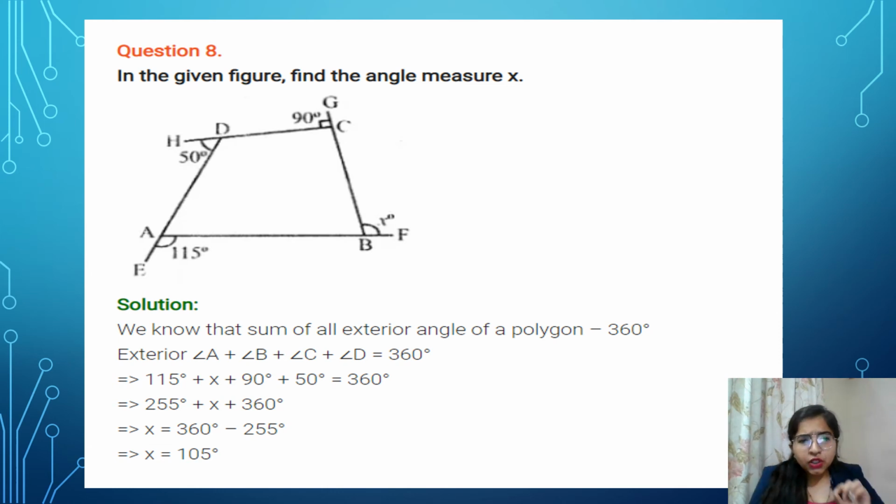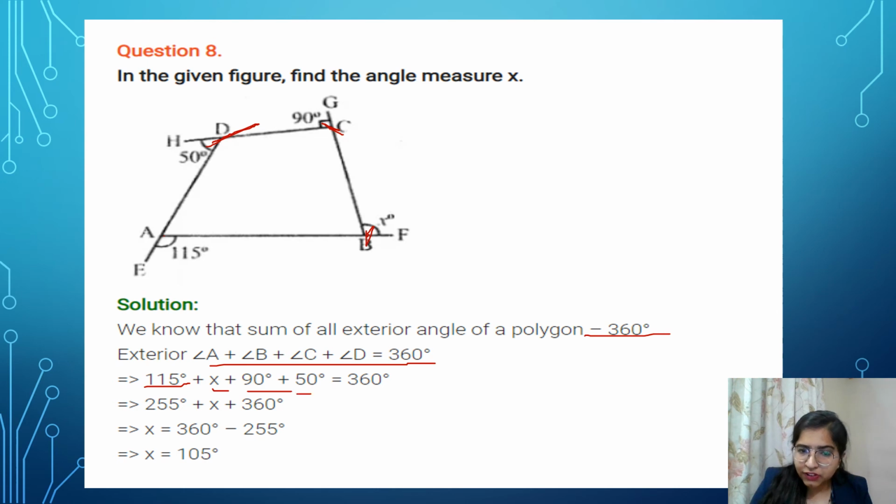First of all, you know very well that the sum of all exterior angles of a polygon is 360 degrees, right? Yes or no? And the exterior angles are angle A, B, C, D. The sum of the exterior angles will be 360 degrees. You have to put angle A plus angle B plus angle C plus angle D equals 360 degrees. Angle A is 115 degrees, B is x, C is 90 degrees, and D is 50 degrees, right?